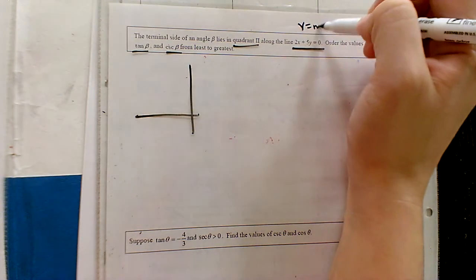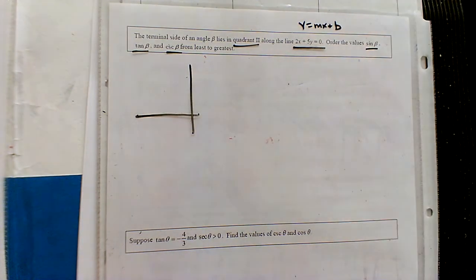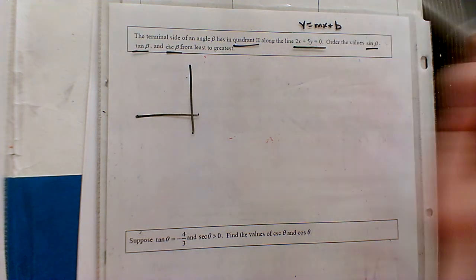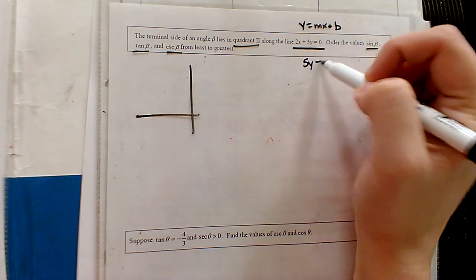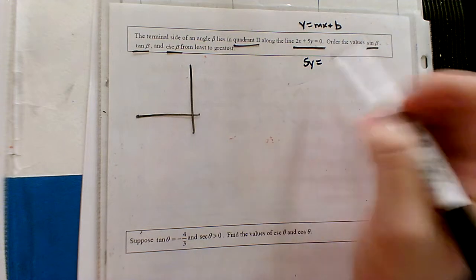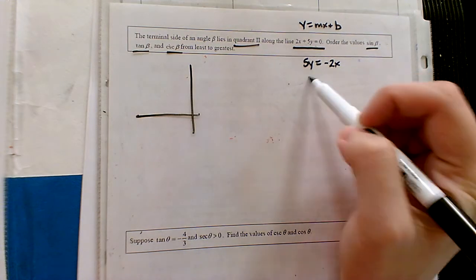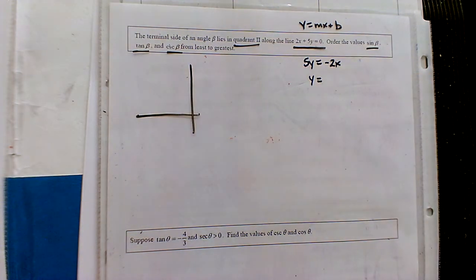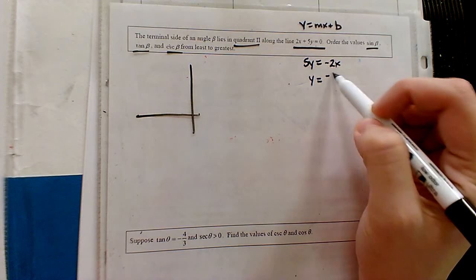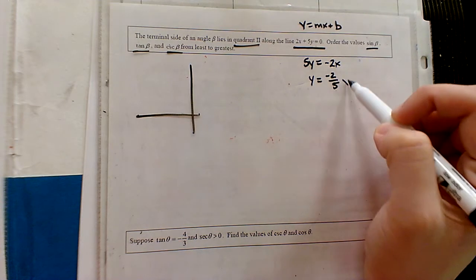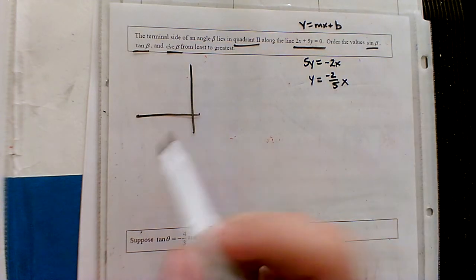How do you graph a line? Well, you can solve for y. There you go. Let's make it look like y equals mx plus b. That's been beaten into your brain since Algebra 1. Slope-intercept form. So we'll get the y by itself. That means we can subtract the 2x over, and then we can divide by the 5. So we'll have negative 2/5 x.